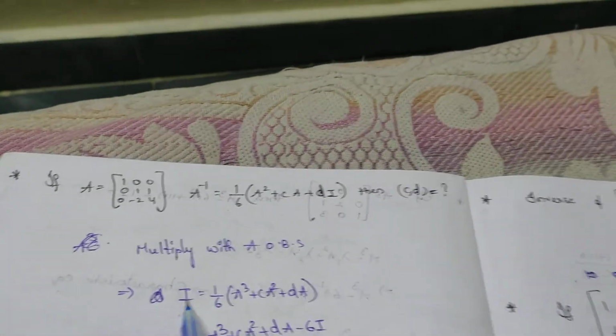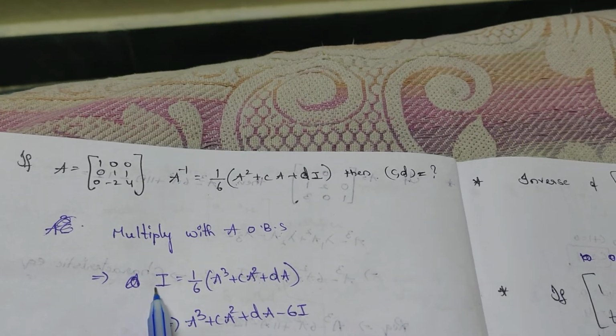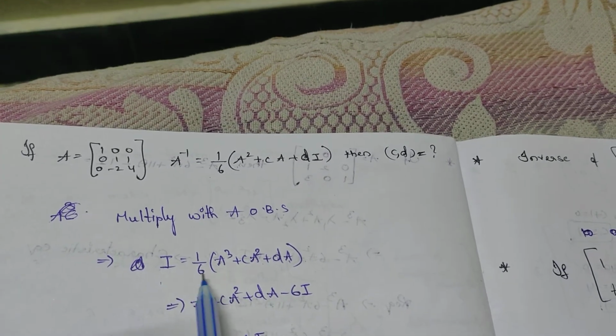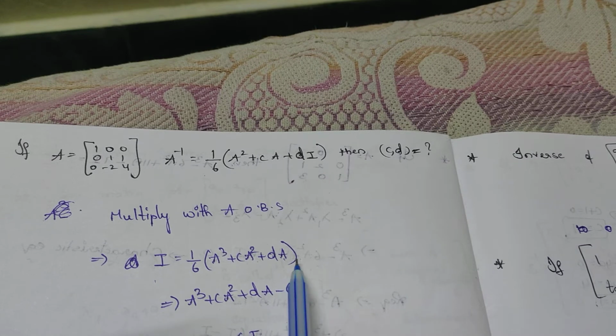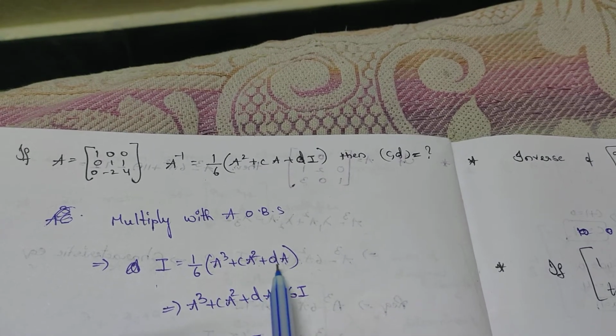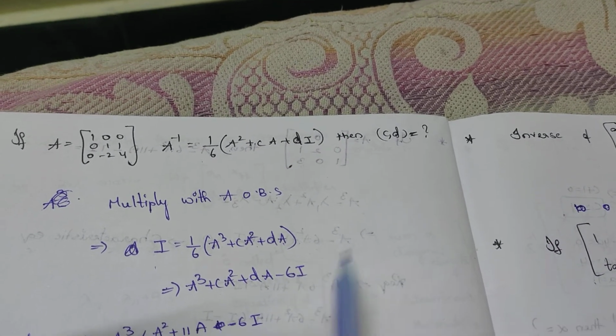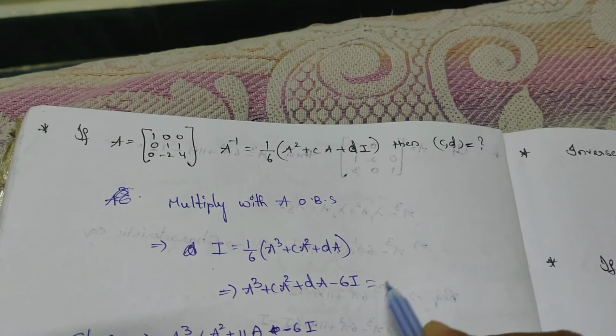Okay, so now transpose I to this side. First multiply by 6I here. So after multiplying by 6I, you transpose this side. A cube plus 6a square plus DA minus 6I is equal to O.